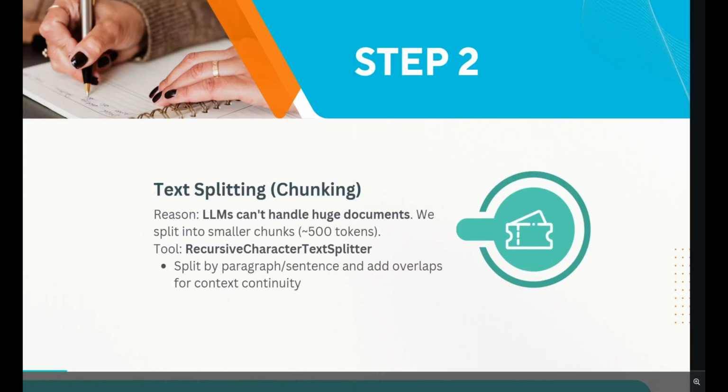In step 2, we are going to do text splitting or chunking. The reason for chunking is that LLMs cannot handle huge documents. So we need to split them into smaller chunks, around 500 tokens, right? And today we are going to use this tool, the recursive character text splitter. This is one type of chunking mechanism which we are going to use in our session today. So it will split by these many tokens and assign IDs to each chunk and store it in ChromaDB.